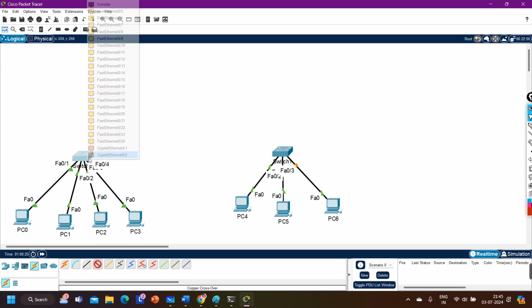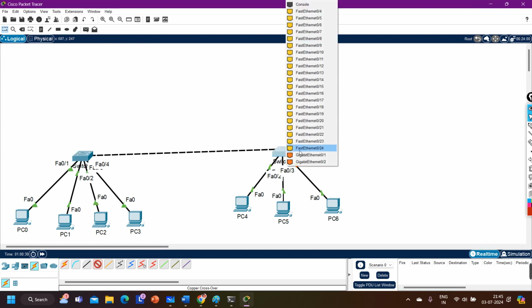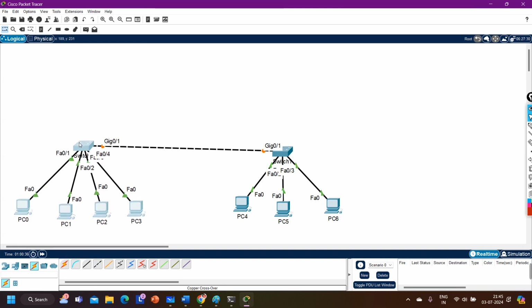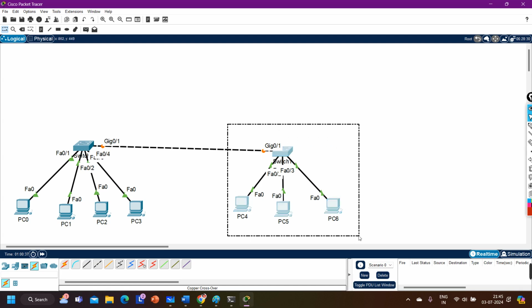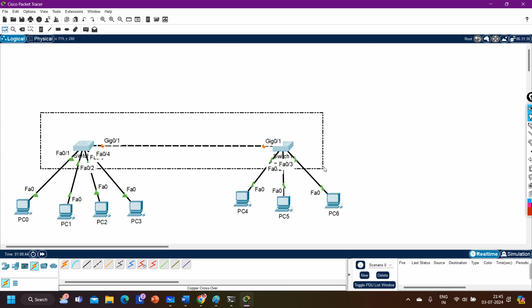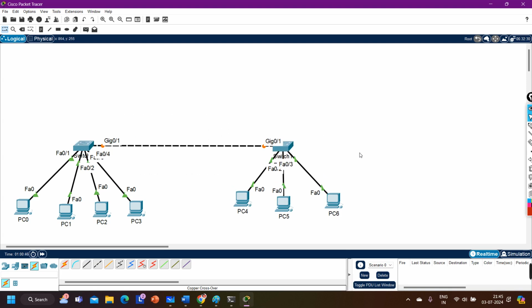Crossover. So let me select the crossover and let me connect it from, let's say, G1, G1, like this, right? The distance between these switches should be up to 100 meters.